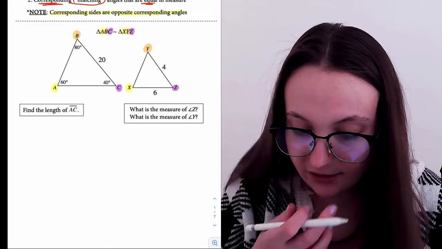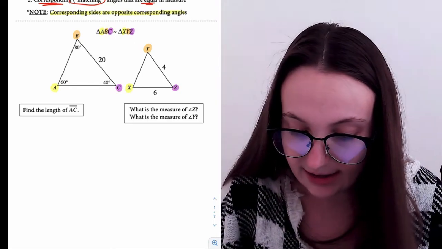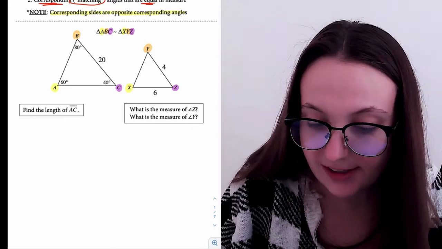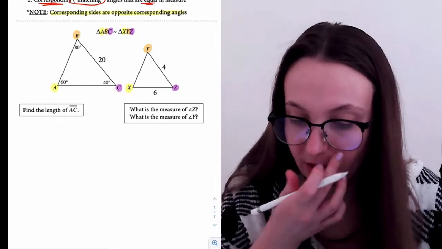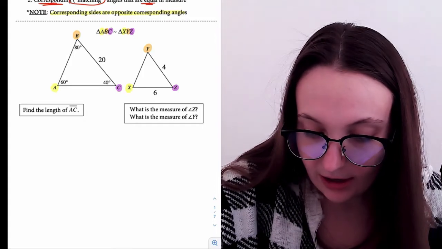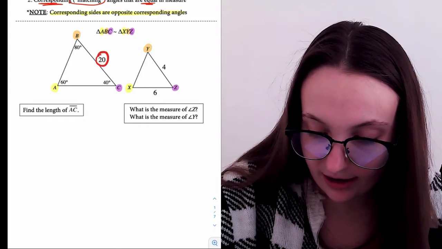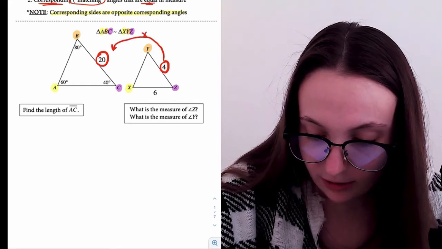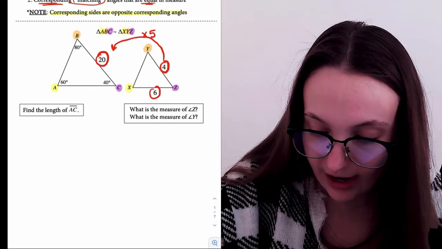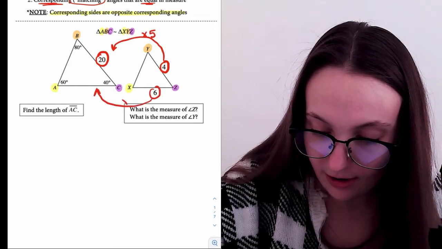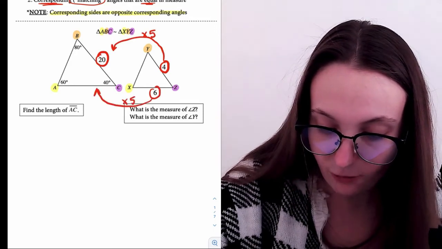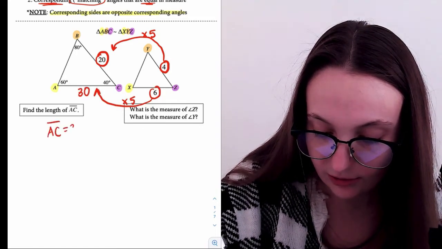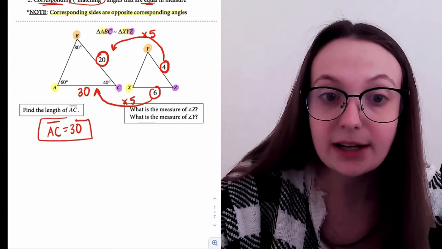Alrighty, so they ask us to find the length of AC. In order to find the length of AC, we first have to figure out what the scale is, what the proportionality is right here. We could see that this side corresponds with this side. So in order to get from here to here, we have to multiply by 5. So let's go ahead and do the same thing over here. Multiplying 6 by 5, we get that this side then is going to be 30. So AC is equal to 30 as our answer.